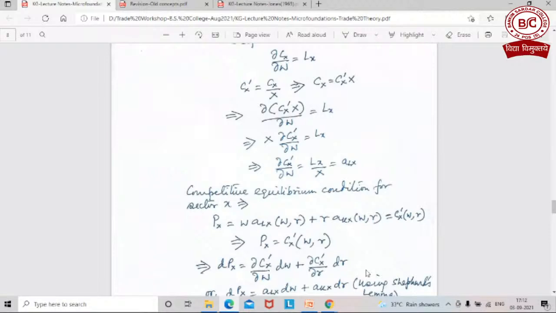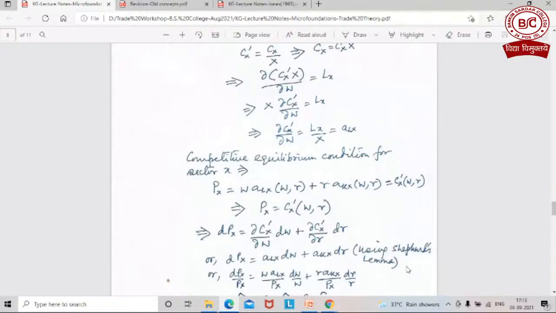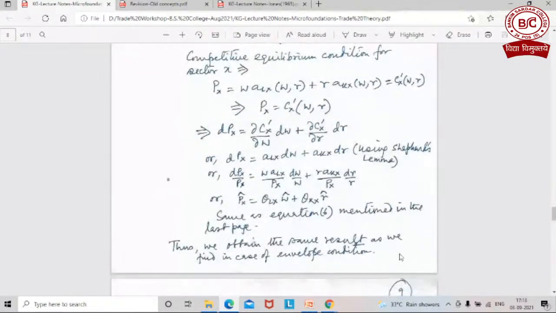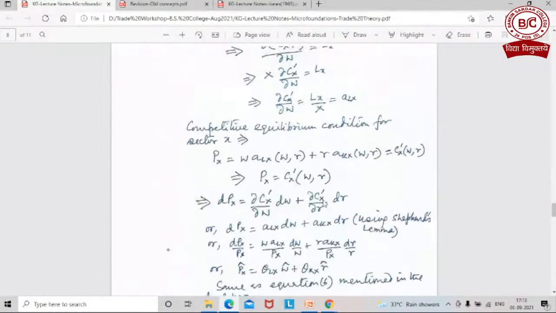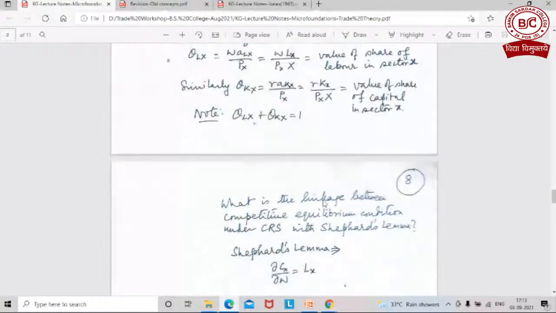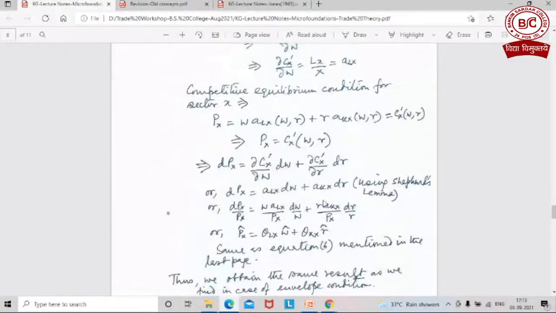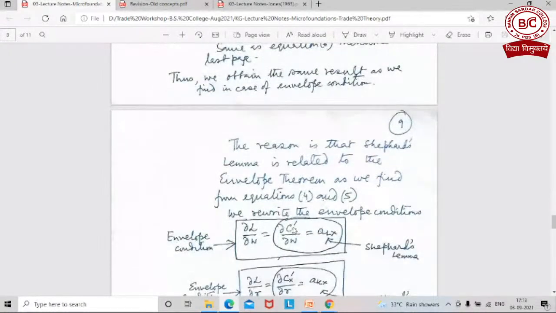Is it okay? Yes, sir. So what is del Cx minus del W? As I said just now, it's ALx. What is del Cx minus del R? As I said just now, AKx. So you get the same result as we find in the case of equation 6. So using Shepherd's lemma, you get the same result instead of using any envelope result. So now it's time to reconcile, because this is Shepherd's lemma.